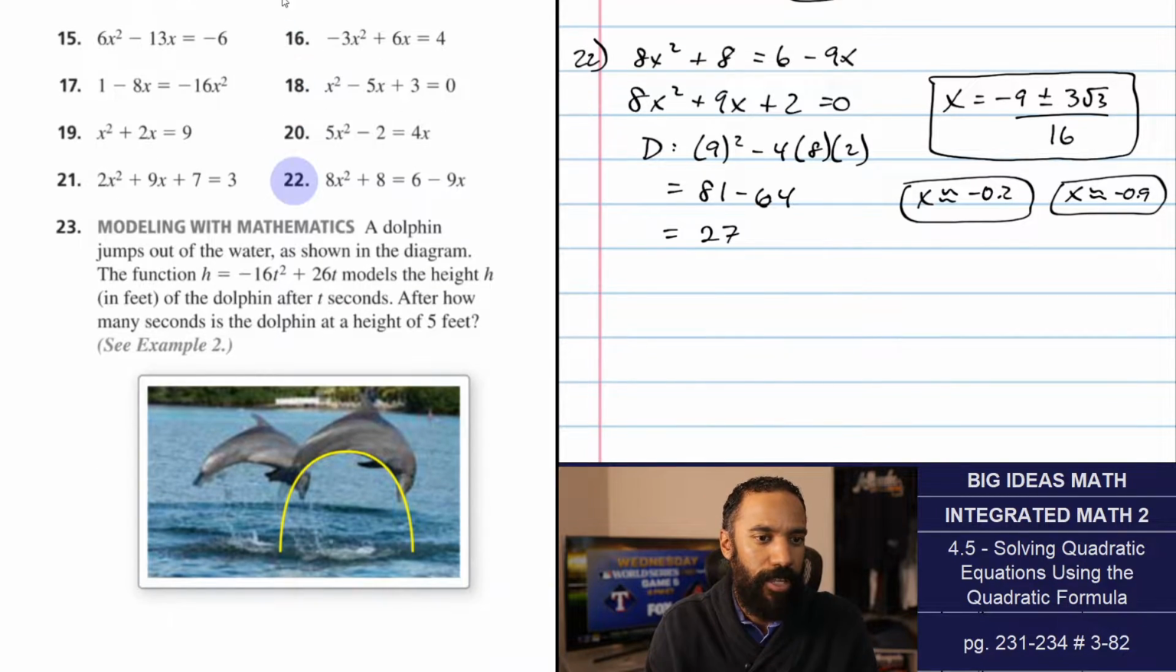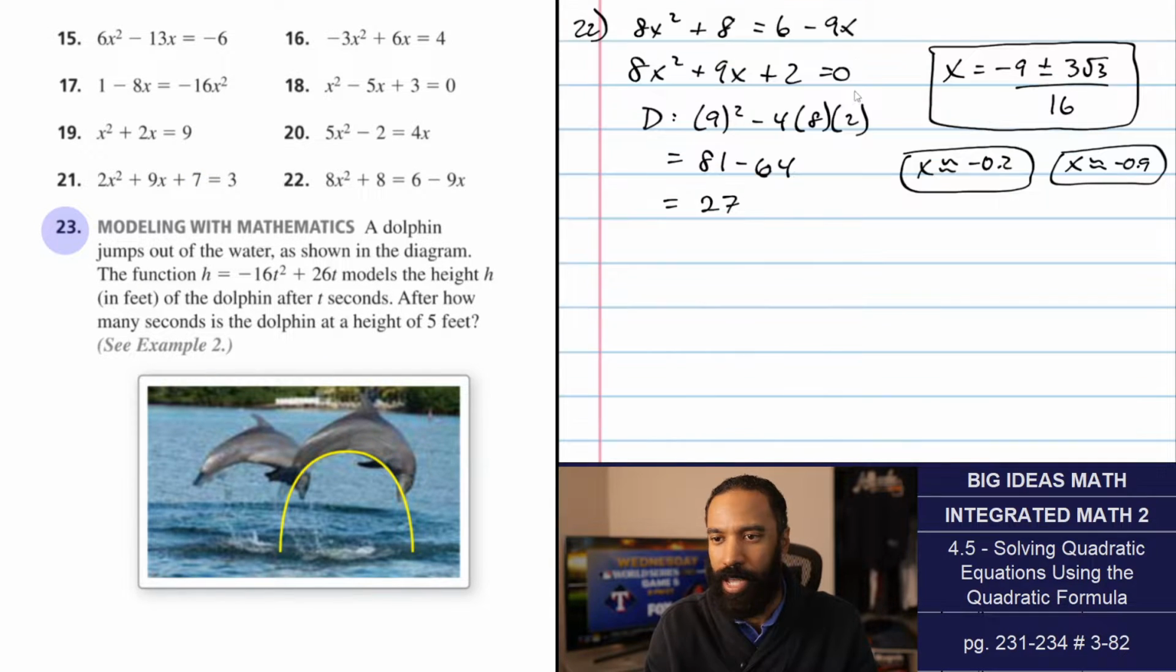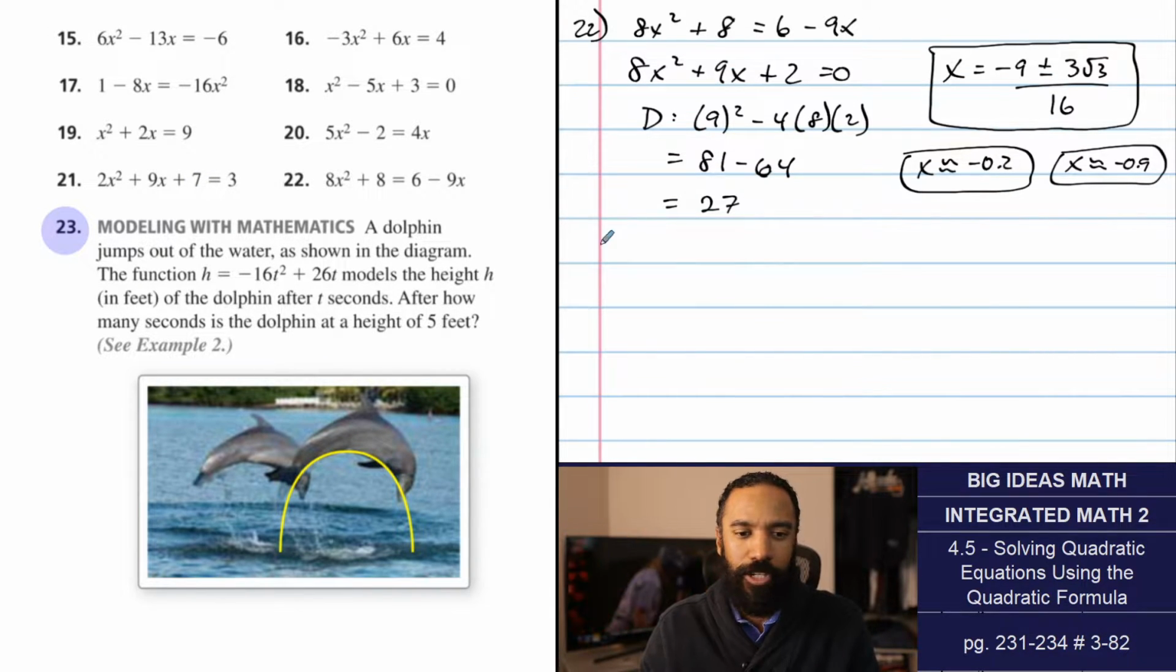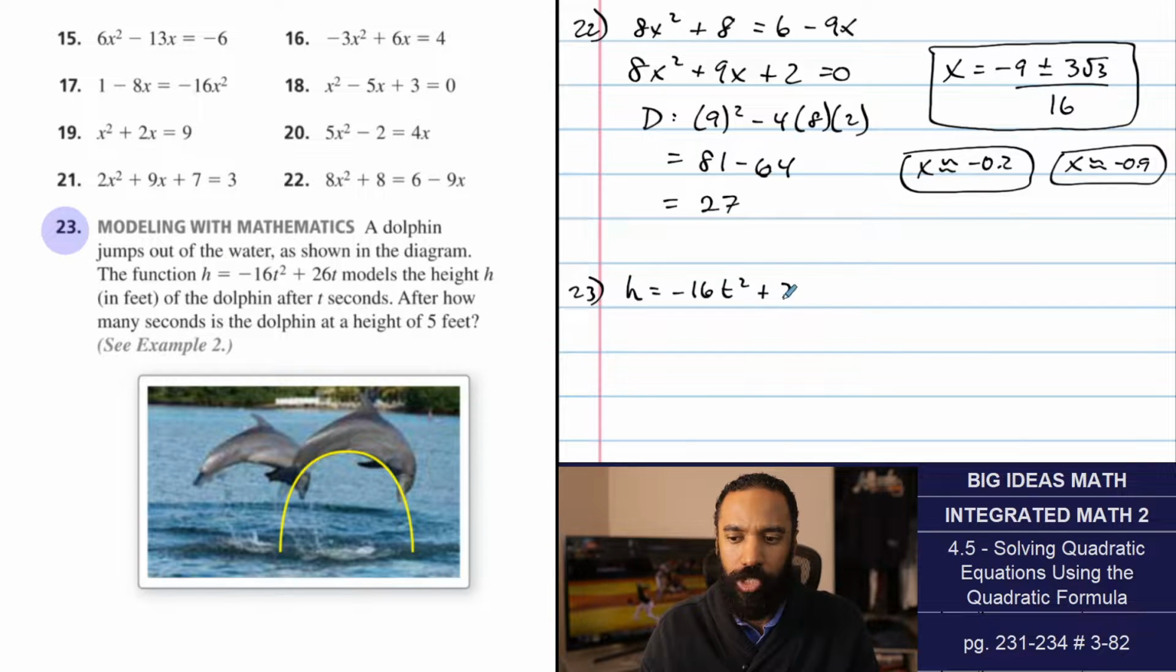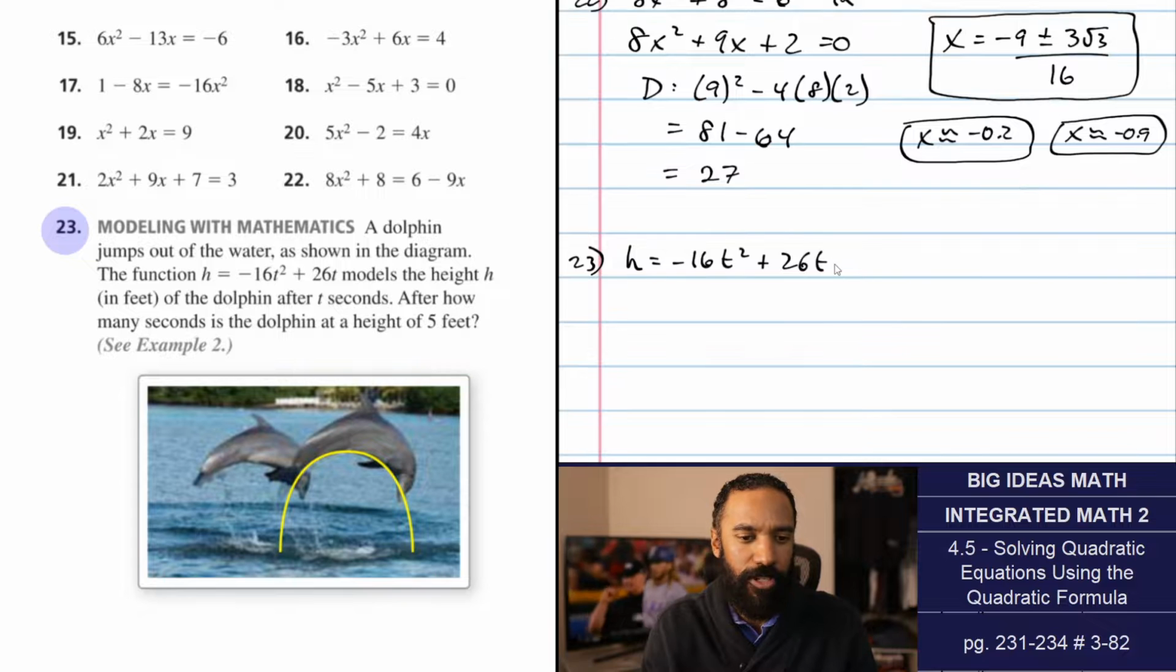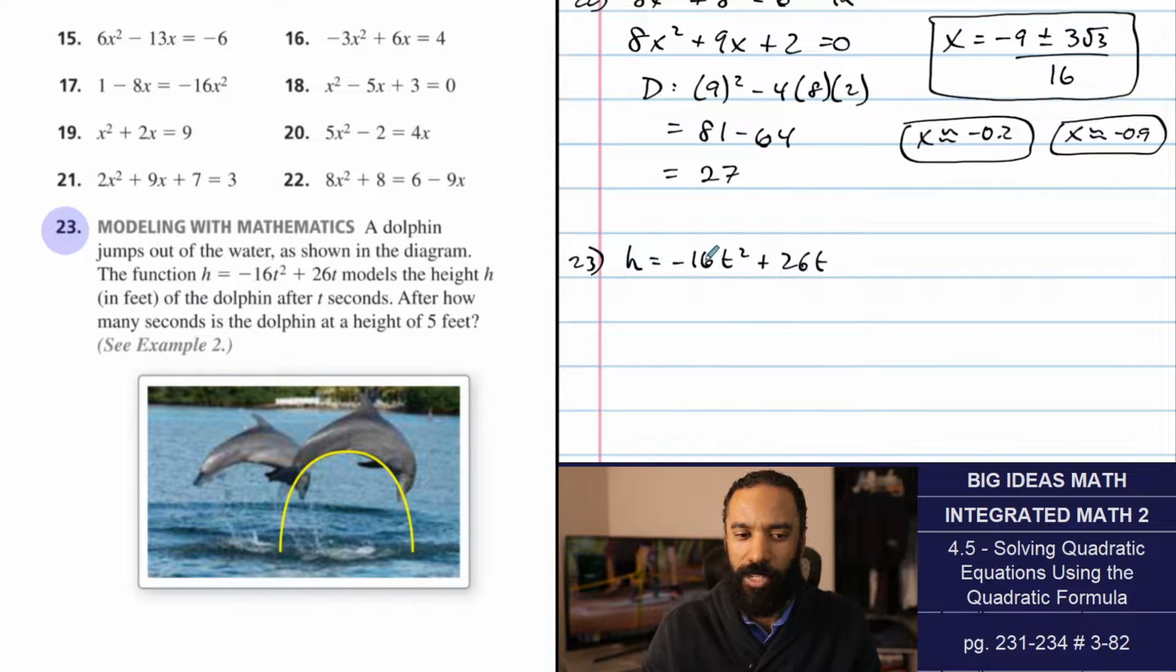Let's go down to modeling with mathematics in number 23. A dolphin jumps out of the water as shown in the diagram. The function h equals negative 16t squared plus 26t models the height h in feet of the dolphin after t seconds. After how many seconds is the dolphin at a height of 5 feet? So we're going to set 5 equal to this thing right here.